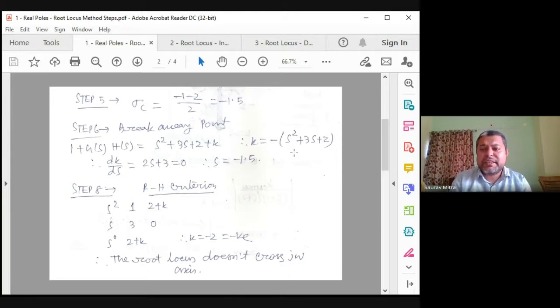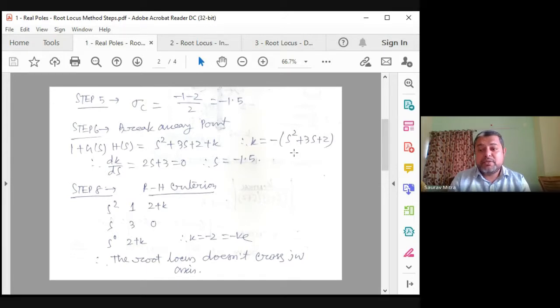We will see enough examples and we will calculate angle of departure and angle of arrival, but not today, because that is more higher order numerical. So in another 1-2 lectures' time, we will see how to calculate angle of arrival and angle of departure. Initially we are going to see numericals only with real poles and real zeros. So step 7 is not to be executed there.